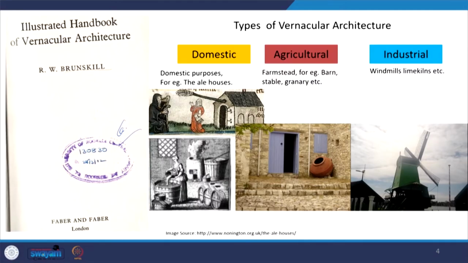Relating it to the context of vernacular architecture, Brunskill's work, the Illustrated Handbook of Vernacular Architecture, classifies the types of vernacular architecture into domestic, agricultural and industrial. The domestic includes the ale houses, which serve the community; the agricultural includes the barn houses, the stables and the granaries; and the industrial talks about the lime kilns and the windmills, which is the producing part of it.